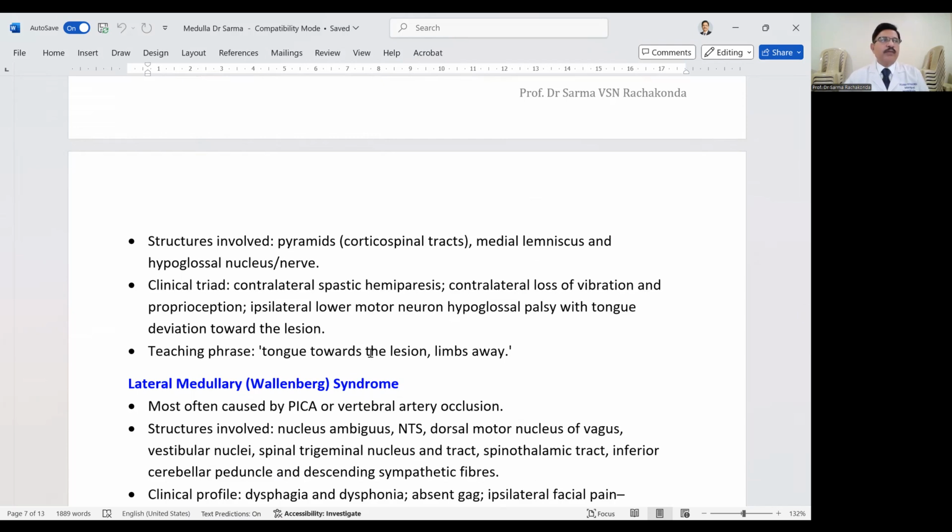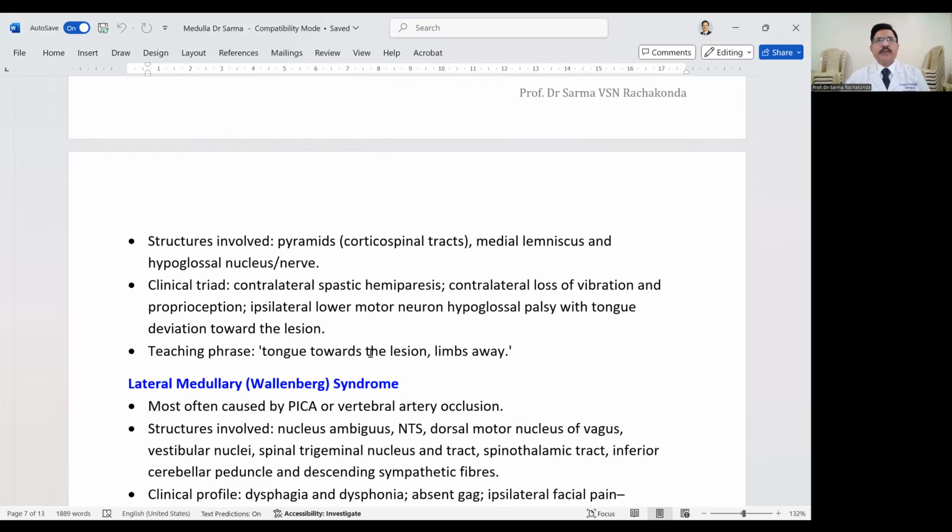Also called syndrome. Which artery is involved? Anterior spinal artery or penetrating branches of the vertebral artery. Okay. What are the structures involved? Corticospinal tract, medial lemniscus, and hypoglossal nucleus. What will be the clinical picture? Contralateral spastic paralysis, contralateral loss of vibration and proprioception, and ipsilateral tongue weakness.